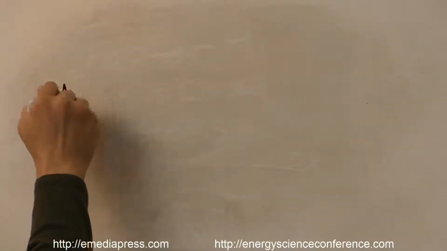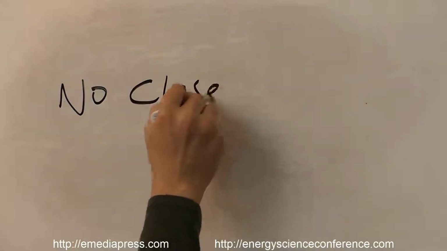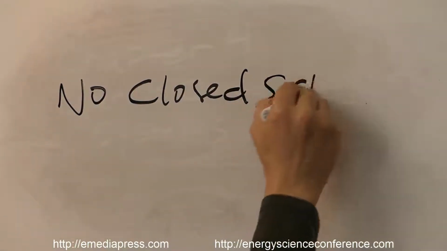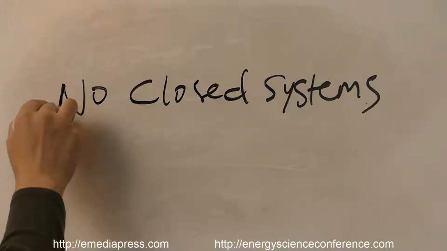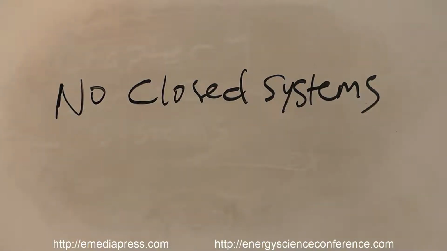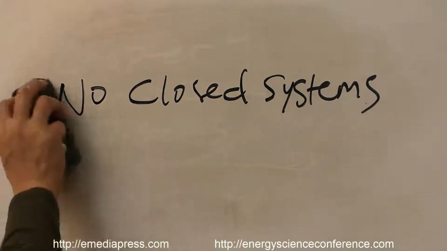So the difference between open and closed systems is this. There are no closed systems. They just do not exist. There are no closed systems at all. Every system is open, but the distinction is some open systems are made to utilize potential energy outside of itself from the environment, and some are not. And we're going to look over those distinctions.